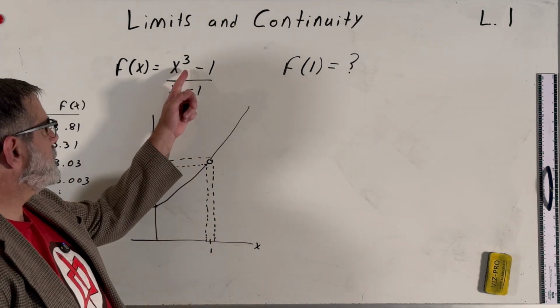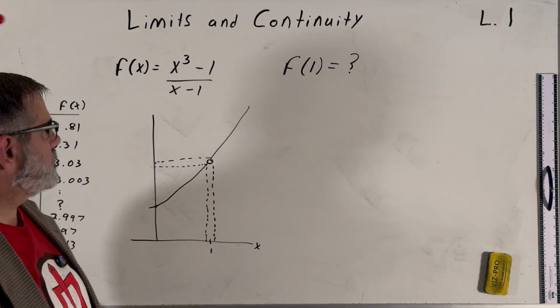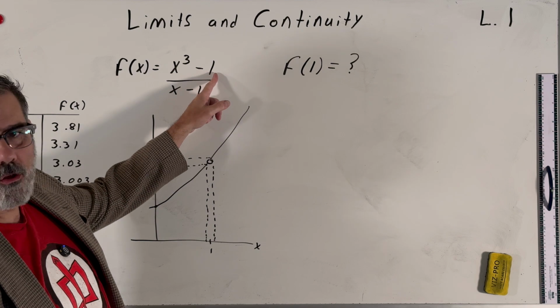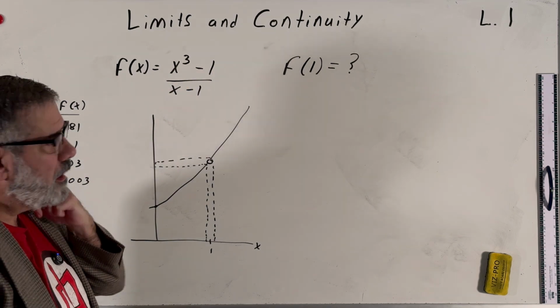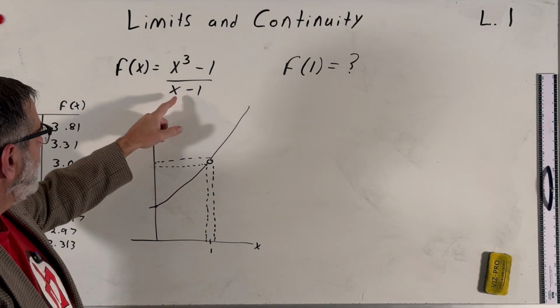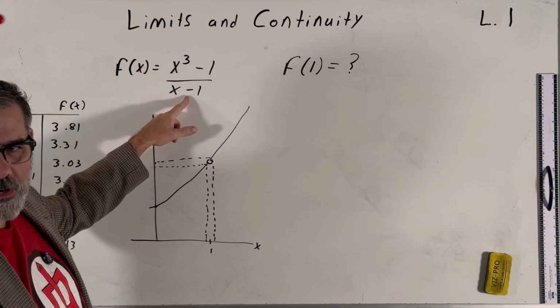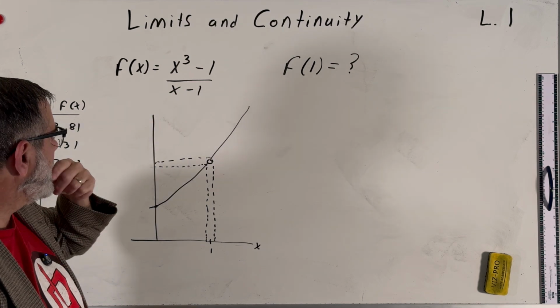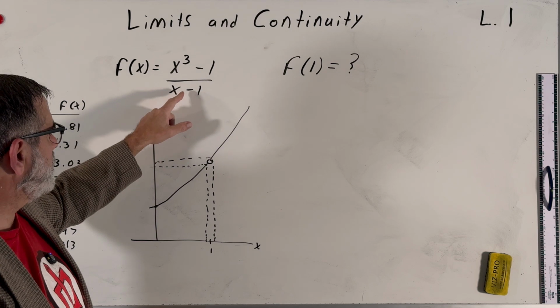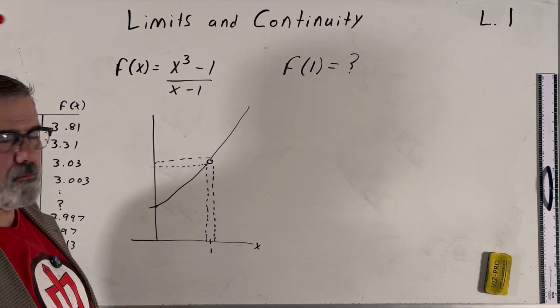I could recognize the difference of two cubes, because I've got x cubed here and I've got 1 cubed over here, right? Or I could say, well, this denominator is the problem. If I could get rid of that, then I would have something I could write down, right? And, well, one way to deal with problems like this is you can try to divide x minus 1 into x cubed minus 1, okay?